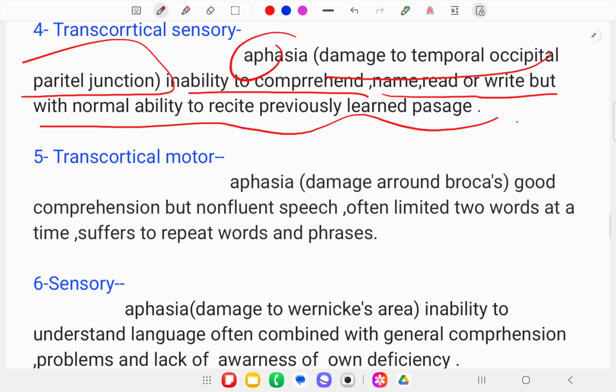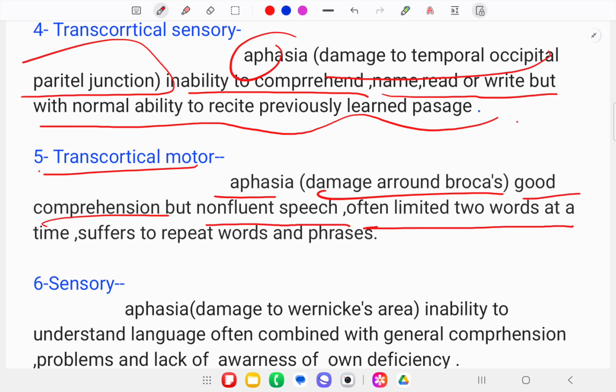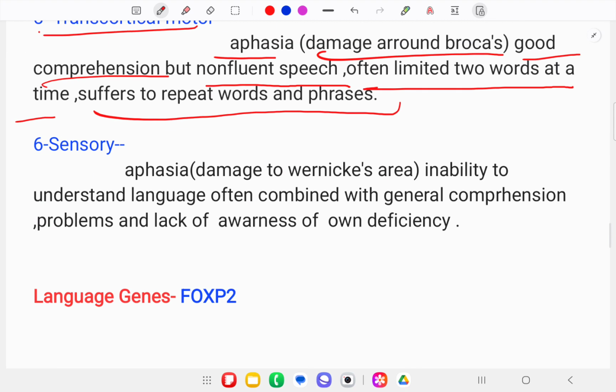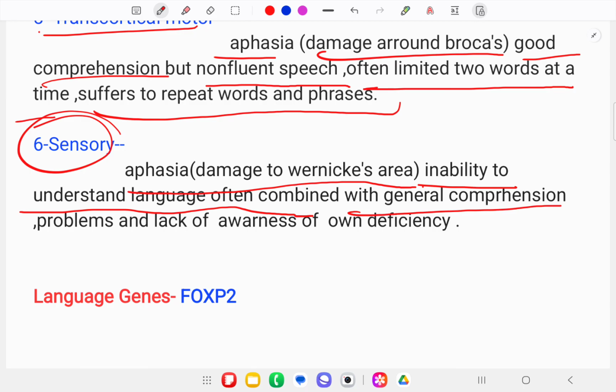Next is the fifth principle, transcortical motor aphasia. What is transcortical motor aphasia? Damage around Broca's area, the frontal part. There is good comprehension but non-fluent speech, often limited to a few words at a time, with the ability to repeat words and phrases. Next and last, we have aphasia with damage to Wernicke's area, which is known as sensory aphasia. There is inability to understand language, often combined with general comprehension problems and lack of awareness of one's own deficiency.